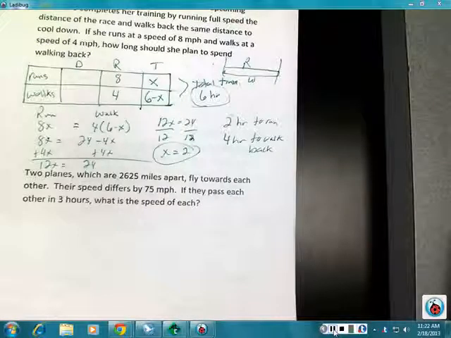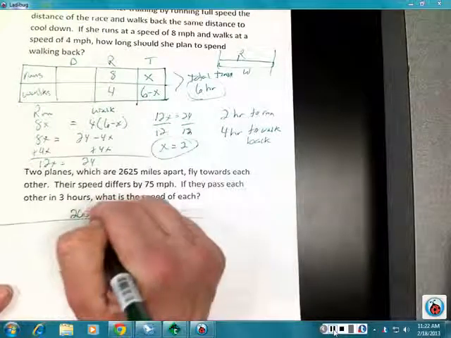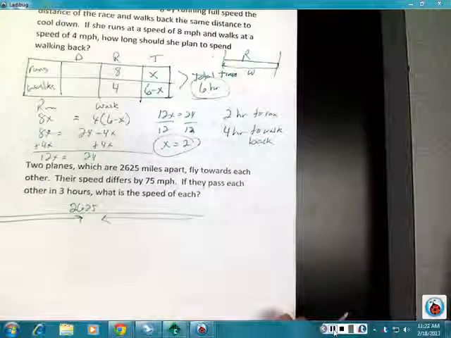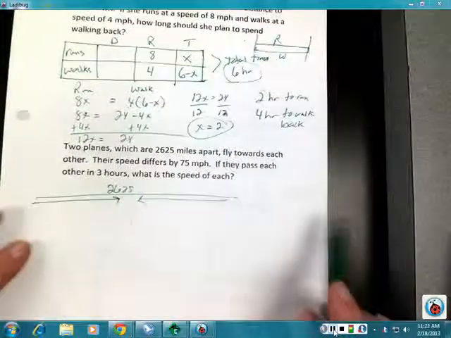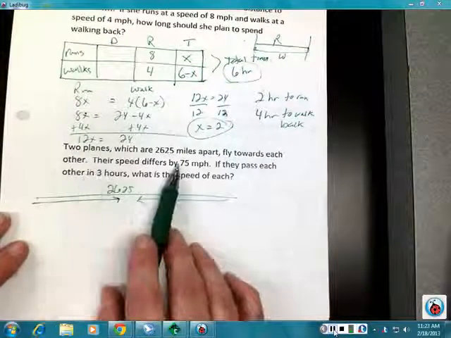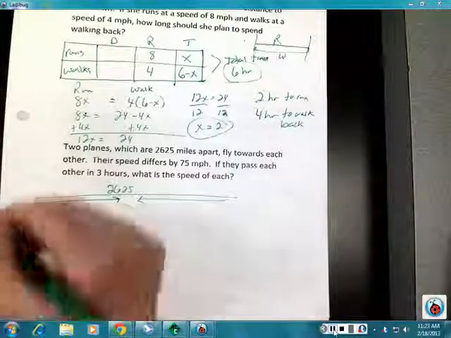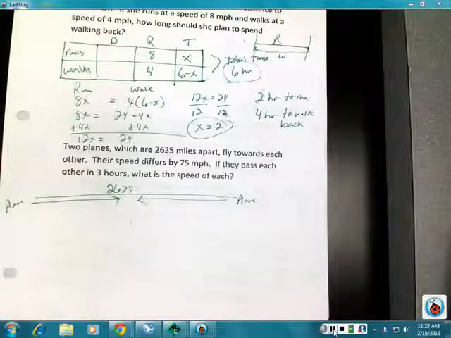Two planes, which are 2,625 miles apart, fly towards each other. So what do we know about them? They fly towards each other. It says their speeds differ by 75 miles per hour. So what does that mean? Plane 1, plane 2. They might be on different levels. A lot of times planes fly at different levels, so we're not going to hit each other.